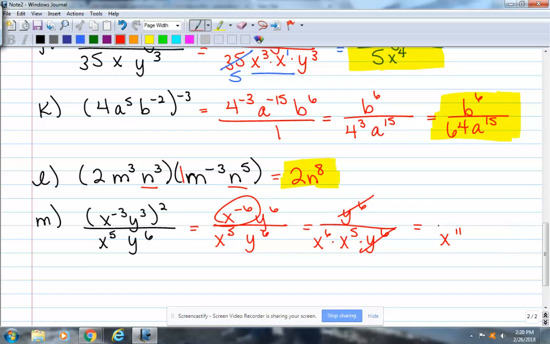It's not x to 11th. X to 11th is in the denominator. So, well, 1 over. Yeah. So you can leave an empty denominator, but you can't leave an empty numerator. So if you have an empty numerator, stick a 1 on top.